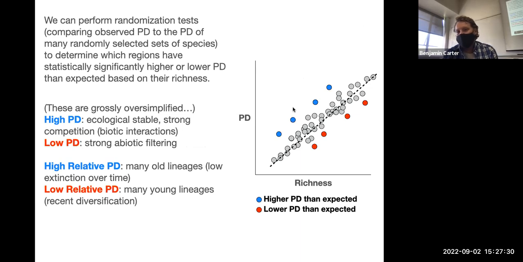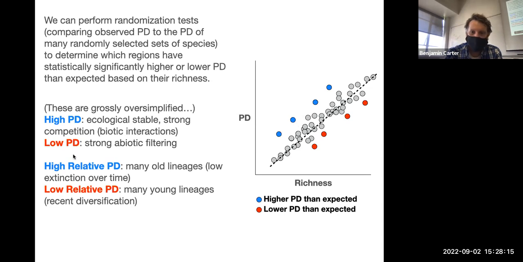But what's really interesting is when we find regions that, based on the number of species we find, have either really high phylogenetic diversity or really low phylogenetic diversity. This line represents our expected amount of phylogenetic diversity based on richness. These blue regions have much greater phylogenetic diversity than you'd expect, and these red points have much lower phylogenetic diversity than you'd expect. We have statistical ways of putting this on the map and doing some fancy statistical tests to actually determine which of these have more phylogenetic diversity or less than you'd expect based on a null model.